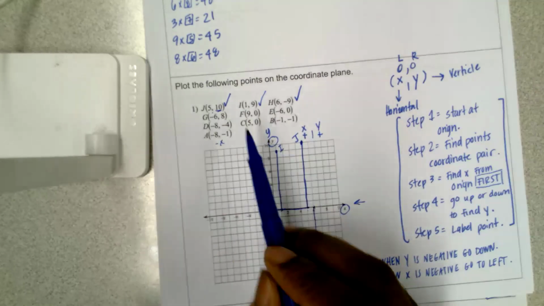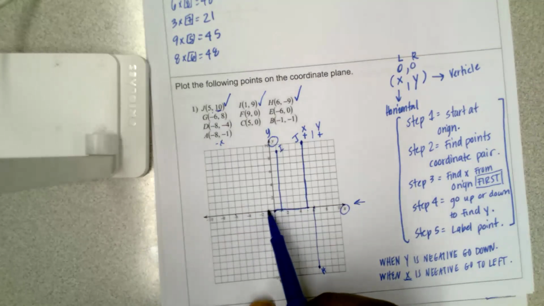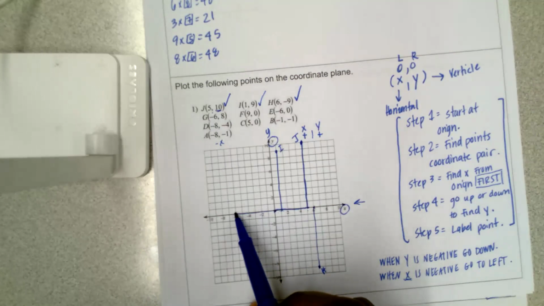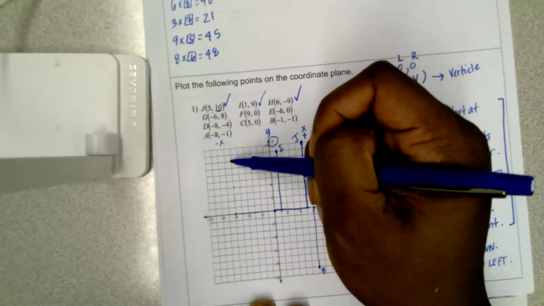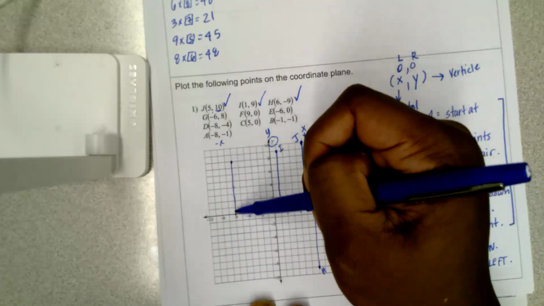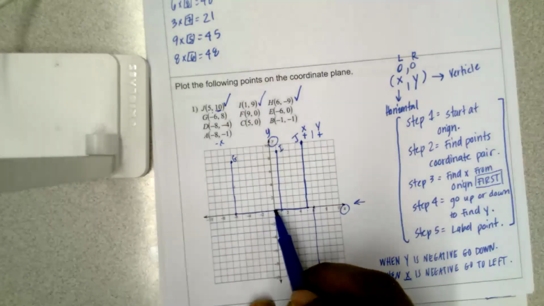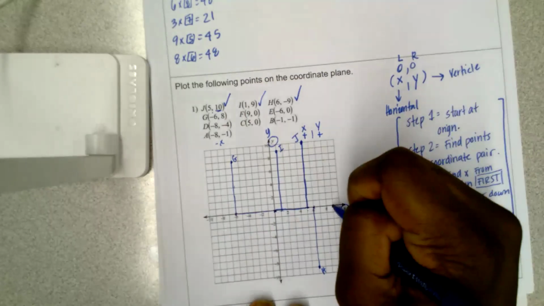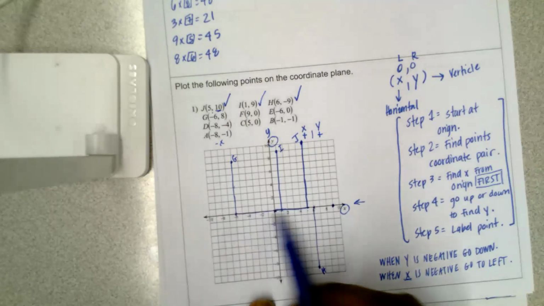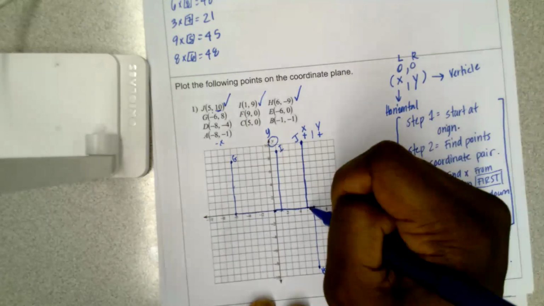G, negative 6, 8. When X is negative, I go to the left. Okay, so I went to negative 6, positive 8. When Y is positive, you go up to 8. Label my point. F, start at the origin, positive 9, which will be between 8 and 10. And Y is 0, which means I don't go up or down. I just stay on this line, right? So F is right here.